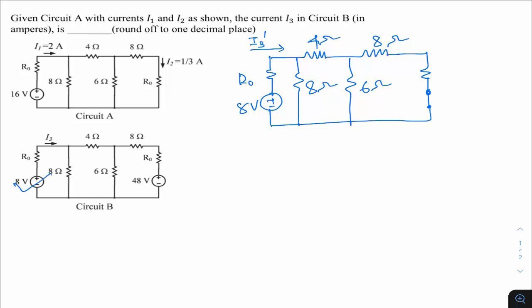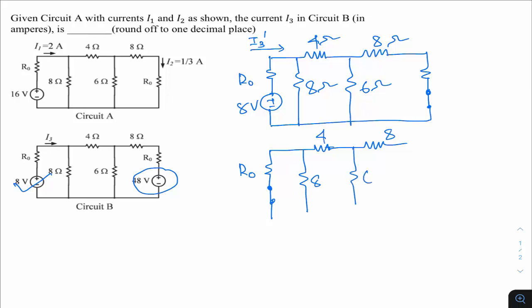Then if I want to find the response because of this 48 volt source, what is the corresponding circuit? In this case, the 8 volt source will be short circuited. If I do that, the circuit should look something like this. This is your R naught, this is your 8 ohm, this is your 4 ohm, this is your 8 ohm, this is your 6 ohm, okay, this is your R naught, and this is your 48 volt source.